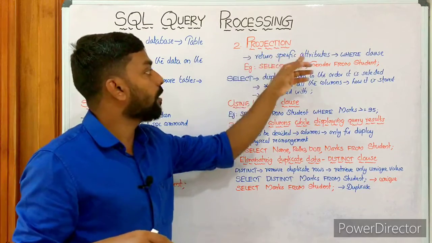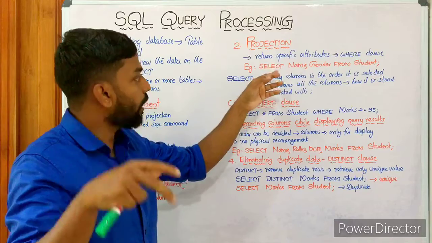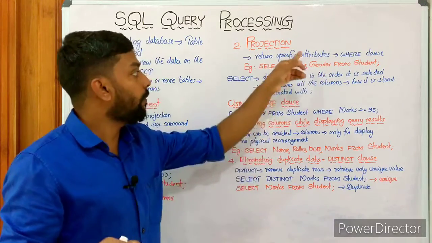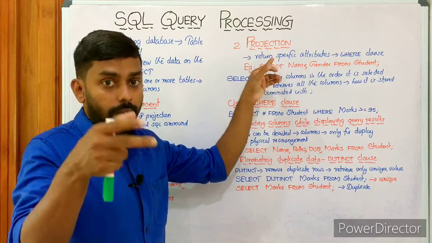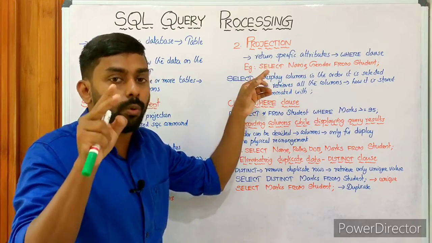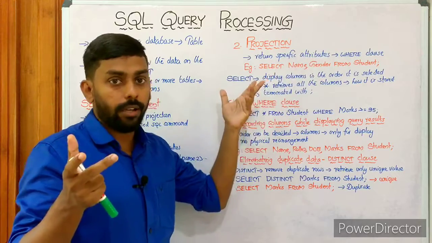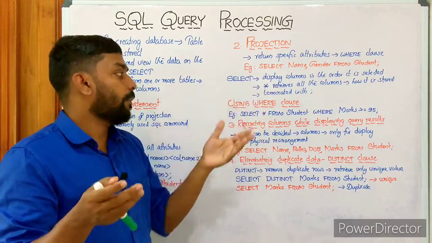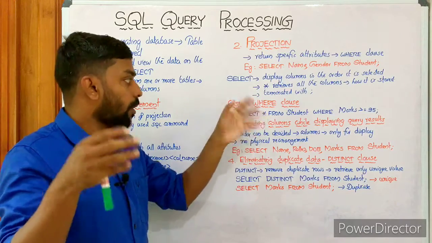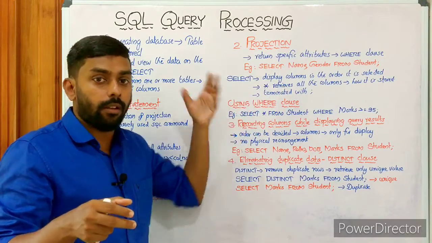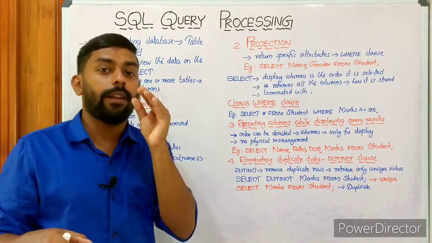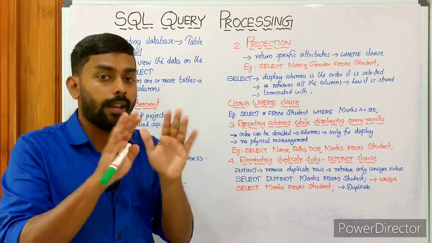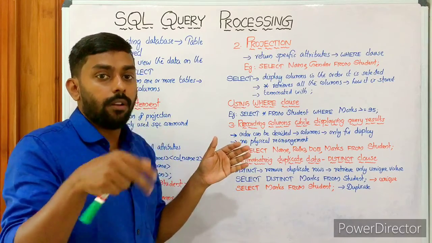Projection returns specific attributes, and we can apply a where clause, which is optional, of course. Select name, comma, gender from student. Here we have added only 2 columns, name and gender, right? Specific attributes. Columns display in the order they are selected. Star means all columns, displayed as they are stored. The statement is terminated with a semicolon, and select will not make any physical change in the structure of the table. It's just for the purpose of displaying on the screen.